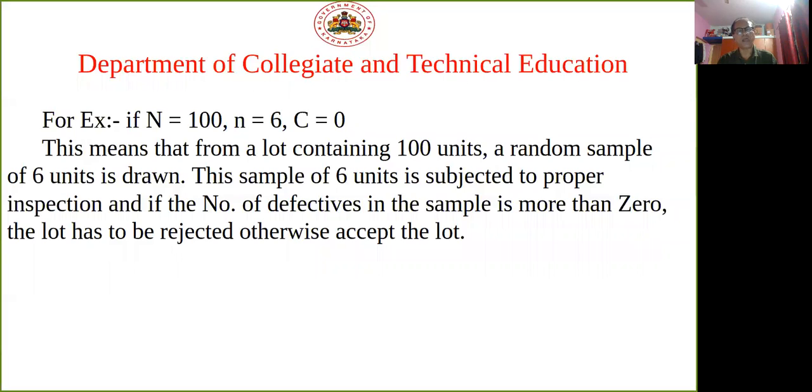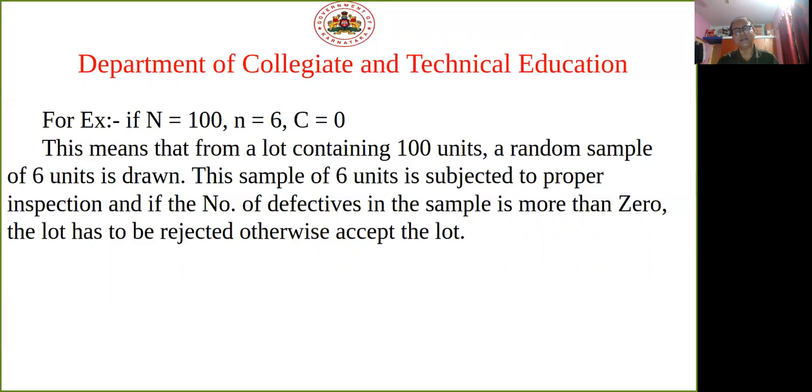Now, take an example here. If capital N, the lot size, is 100, and small n is the sample size, out of 100 we are supposed to randomly pick 6 items. So this is a single sampling plan. Out of 100 items, we are selecting 6 items, and c is equal to 0 here.